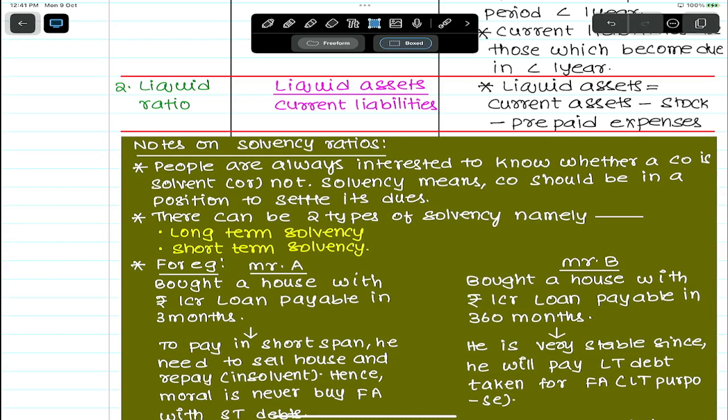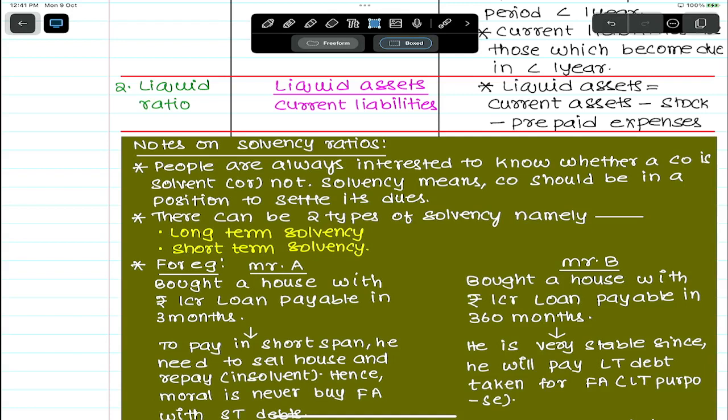Anything which is realizable within a period of 1 year is called as what asset? Current asset. Which becomes due within 1 year is called as current liability. Tell me, what is the formula for current ratio? Current assets by current liabilities. Understood up to here? Next issue.